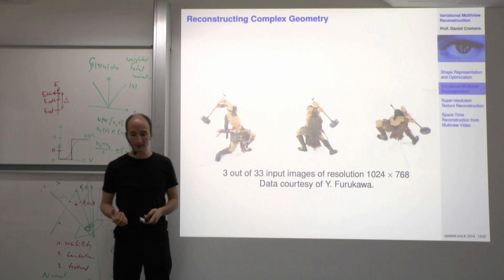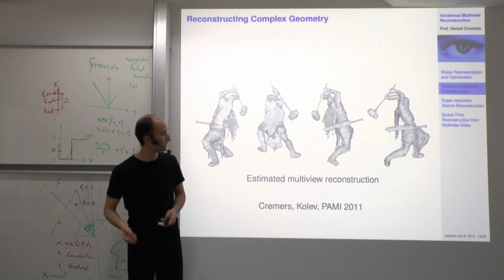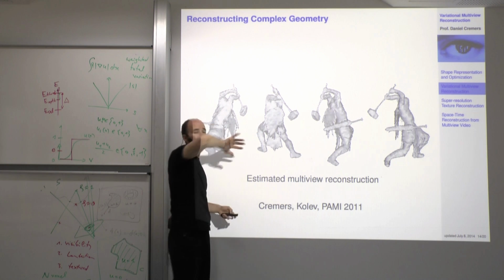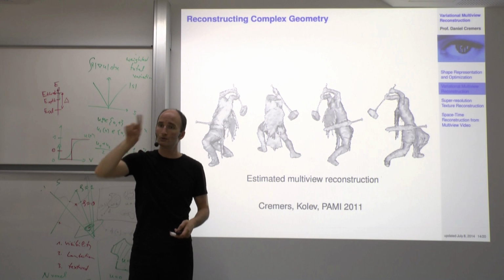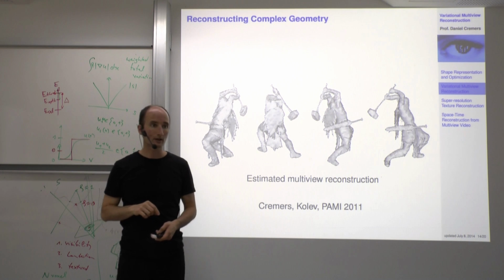And so we get something that is perfectly silhouette consistent, meaning if you project these into an image, you get the exact silhouette out.